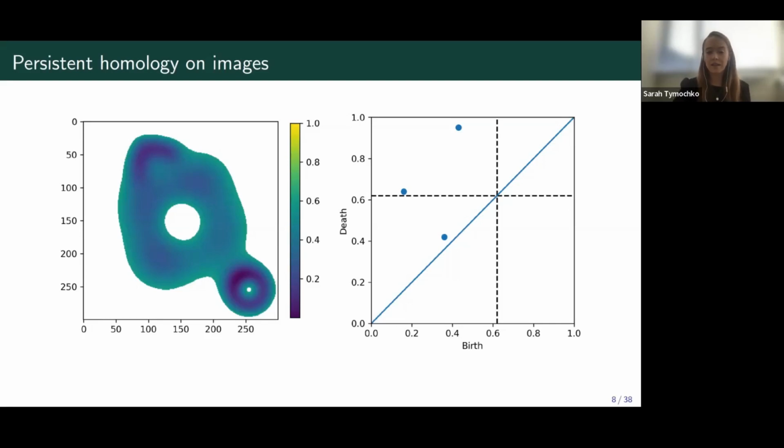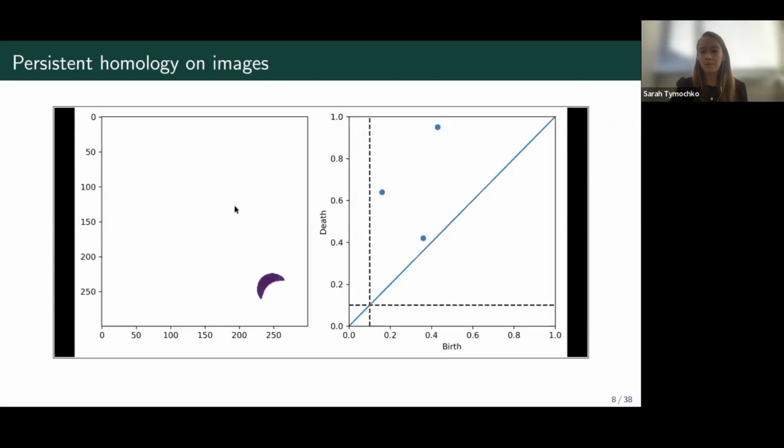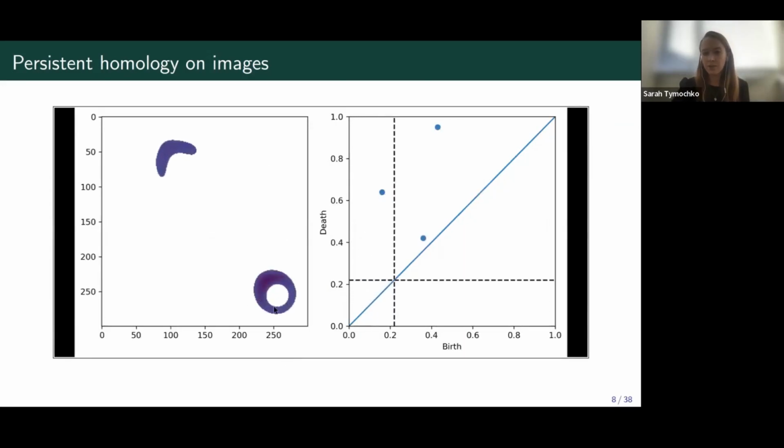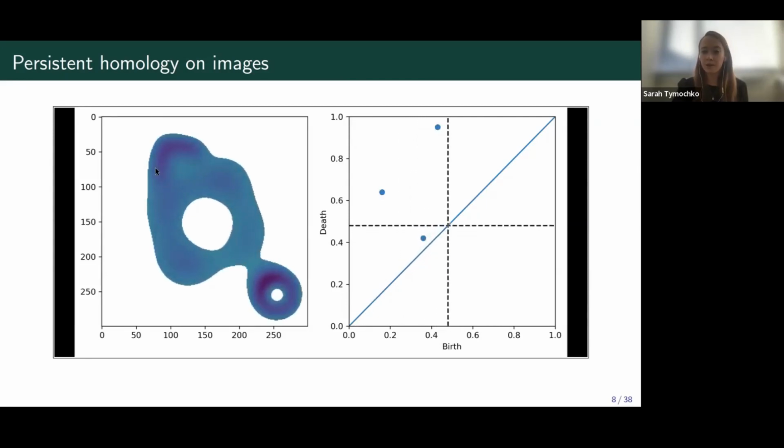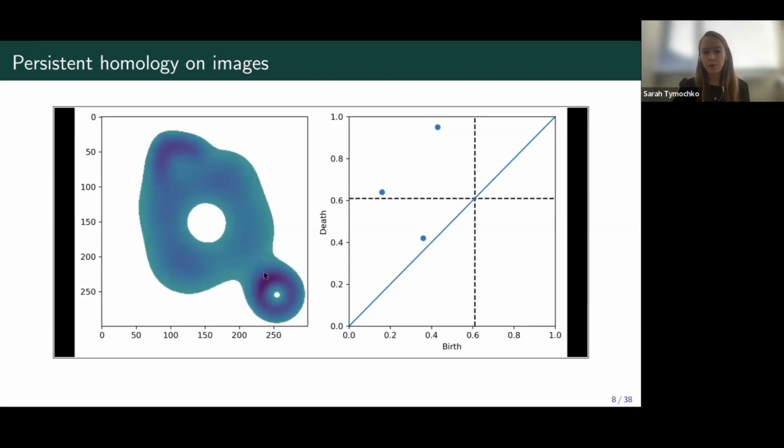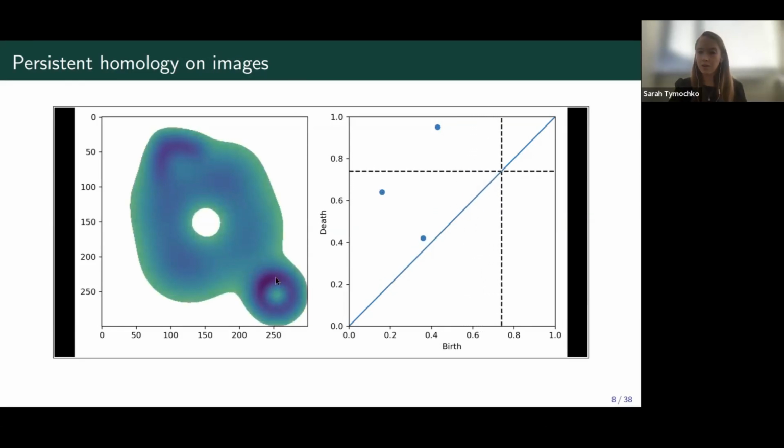And so in this case, we'll have three different circular features in our image, corresponding to the smaller circle on the bottom right, the larger circle in the middle, and then a smaller noisy circle that will appear. We look at how these features change as we change this threshold. We can see that this one is born fairly early, this circle is born but then quickly fills in, and then both of these circles last the longest.